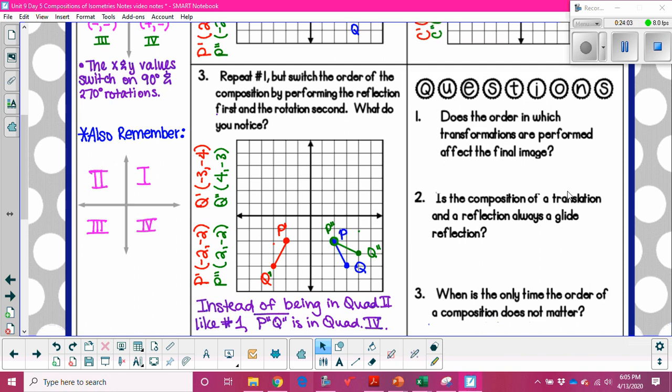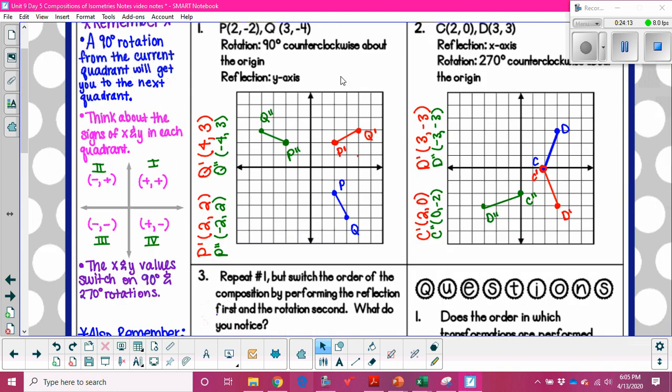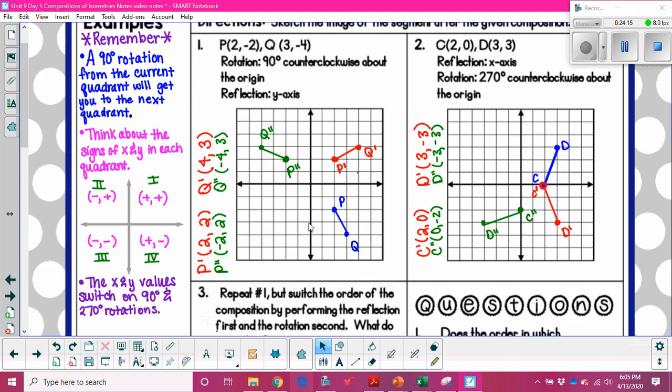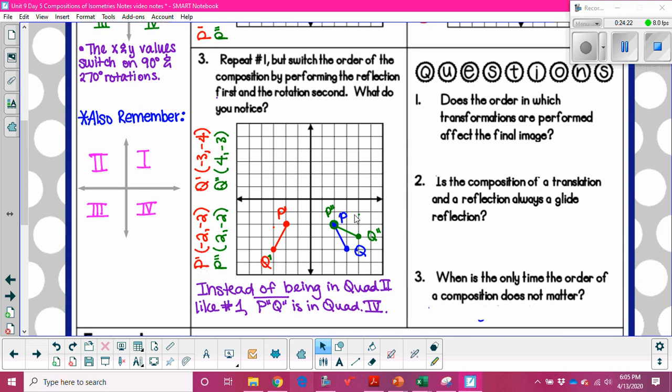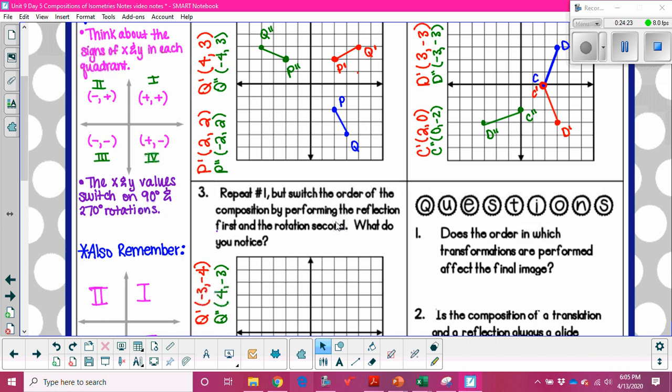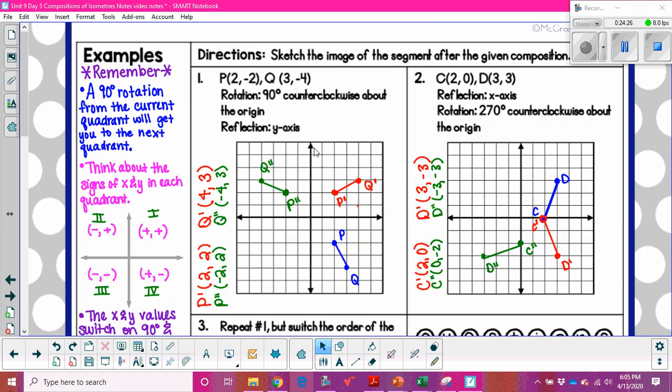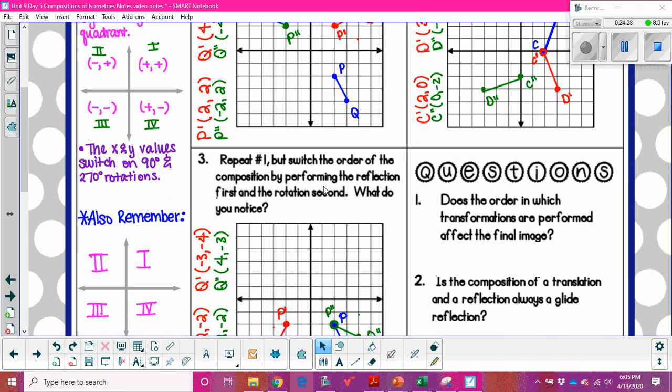Okay. Number 1, does the order in which transformations are performed affect the final image? Well, looking at what we just did right here, it did matter. Because up here, our final image was in quadrant 2. Down here, it was in quadrant 4. Although we did the same process, we did them in a different order, making our final image different.